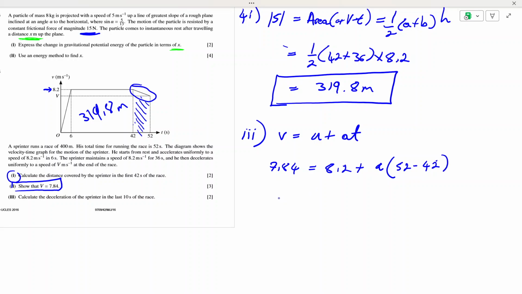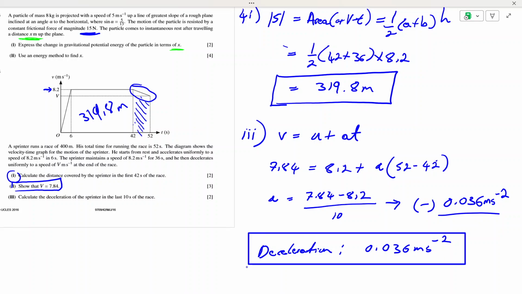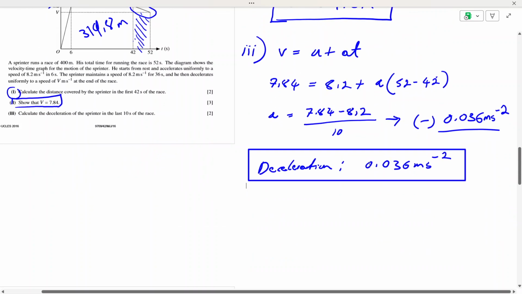Then A is equal to 7.84 minus 8.2 over 10 seconds. Then you're going to have a negative acceleration, which corresponds to the deceleration. So deceleration is going to be equal to 0.036 meters per second squared. Okay, that's it for question 4.